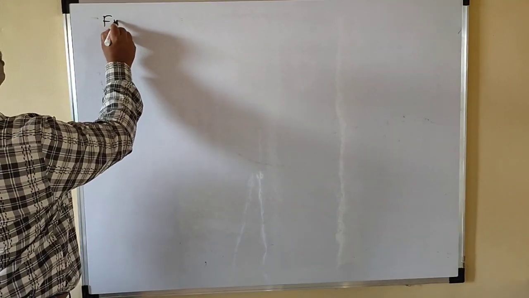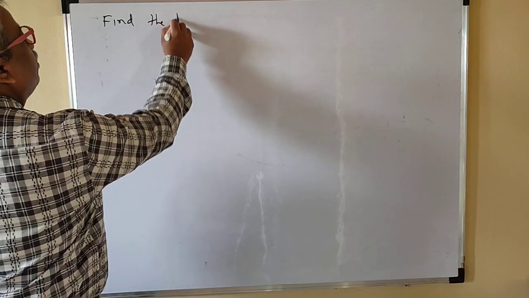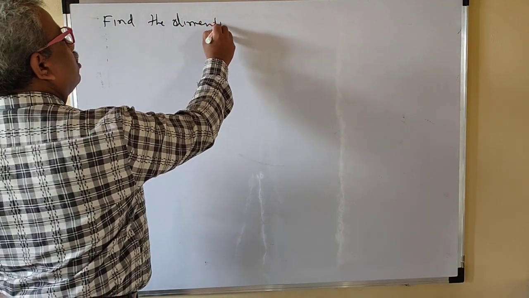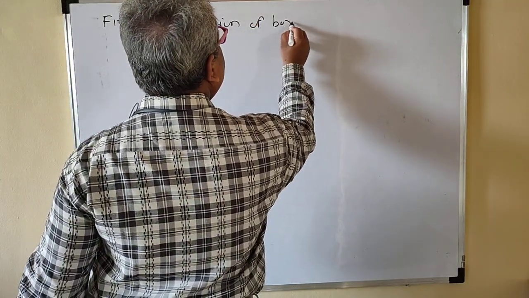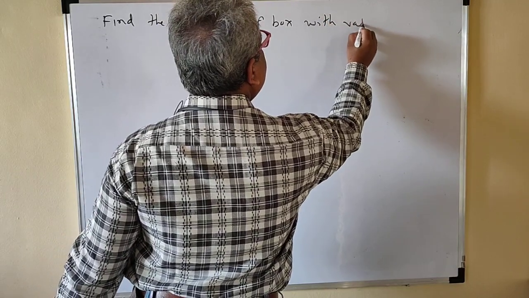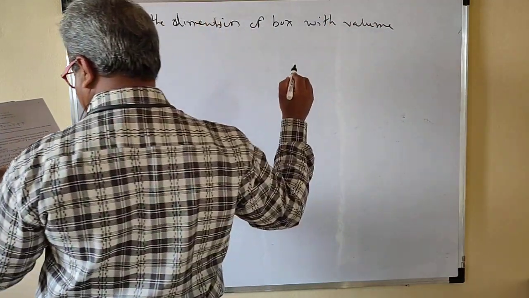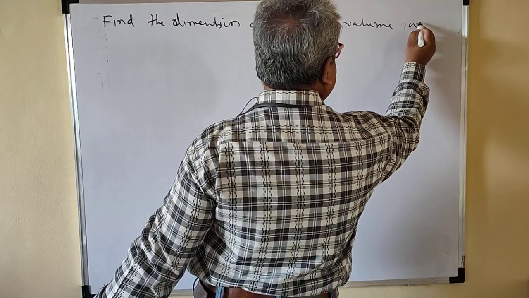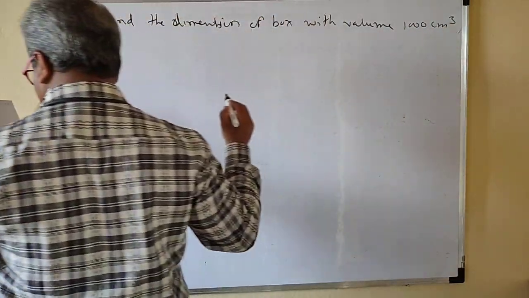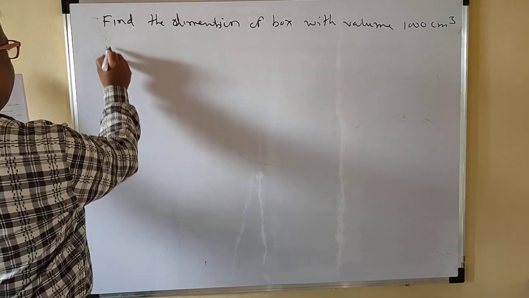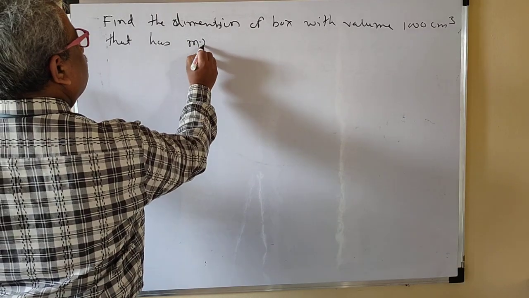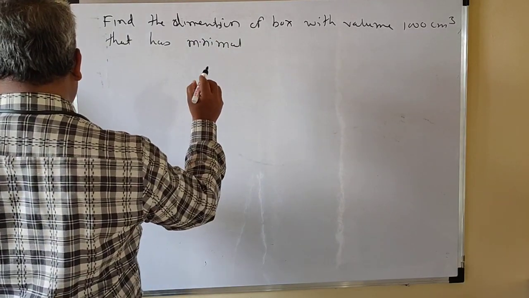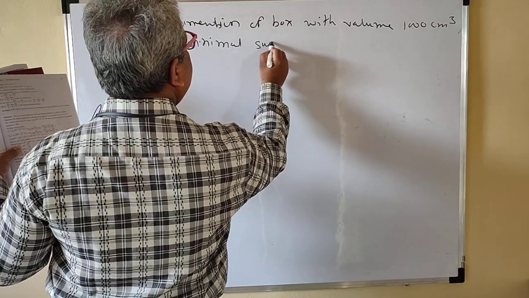Okay. So find the dimension of the box with volume 1000 centimeter cube that has minimal surface area.